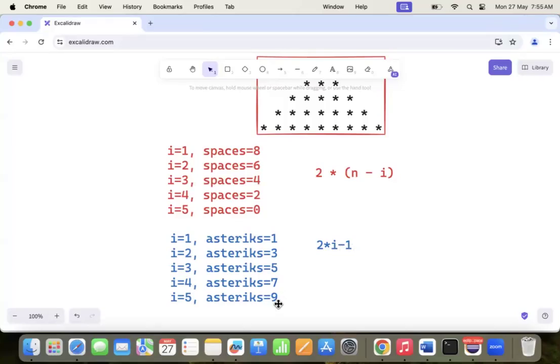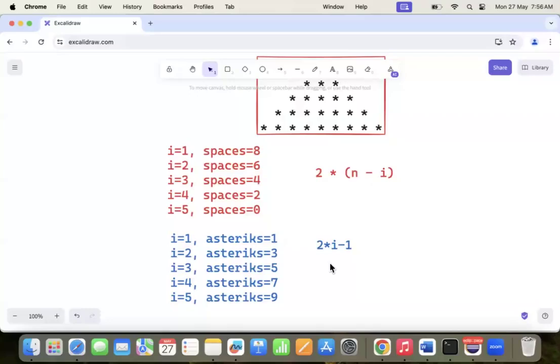Guys, tell me how many spaces are required and how many asterisks are required? Asterisks are 2 into i minus 1. How many spaces do you have to print? 2 into n minus i. 2 into n minus i. Keep n minus i in parentheses.